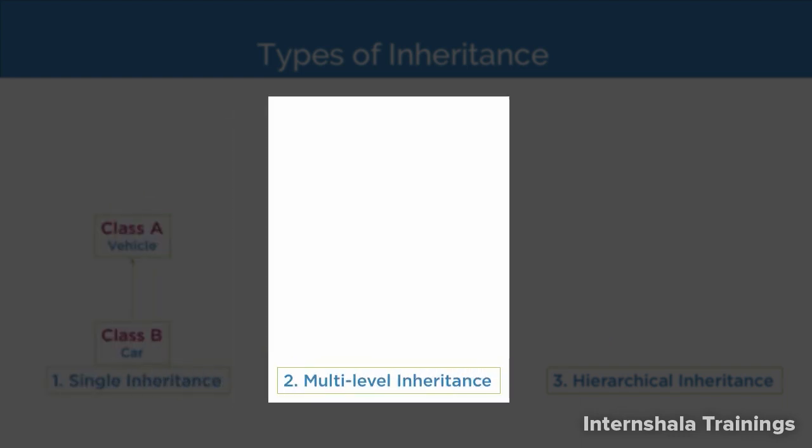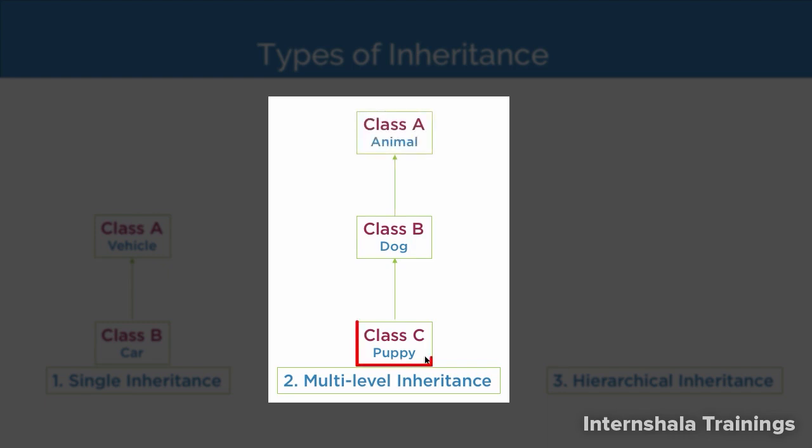The second one is multi-level inheritance, where suppose class C inherits the property of class B, which in turn inherits the property of class A. Here you can imagine a small puppy. This small puppy inherits from the dog, and this dog class inherits all the properties from the animal class. So here we have multiple levels of inheritance. That is why we call it multi-level inheritance.